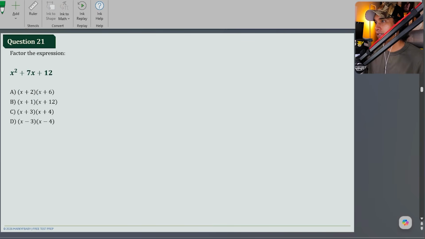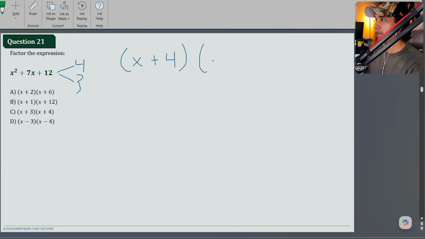21, factor the expression. Now this one, you don't have to use the quadratic formula. I made this one super easy. So what two numbers multiplied together equal 12, and then when those numbers are combined equal 7x? What are they? They are 4 and 3. And all you have to do to write it out is x plus 4 and x plus 3. And that gives us answer choice C.